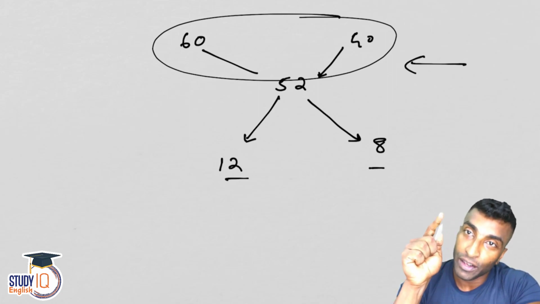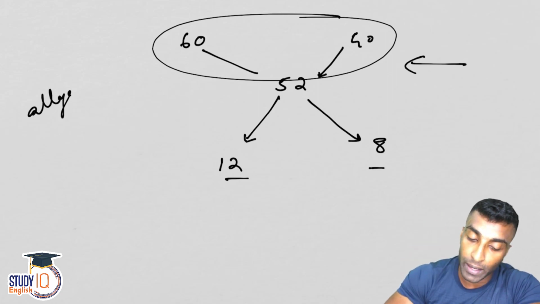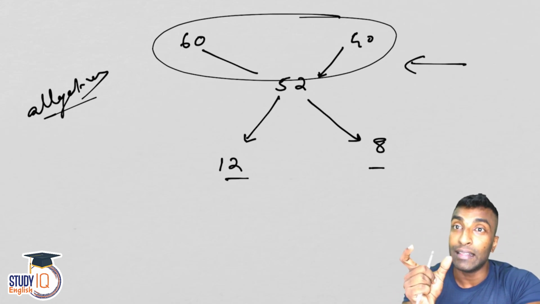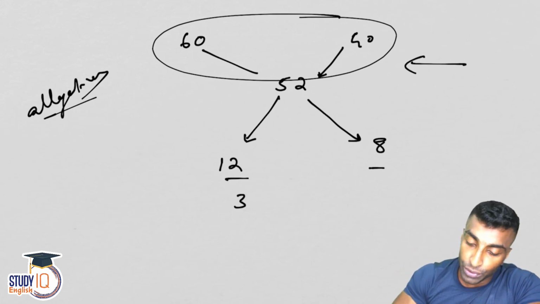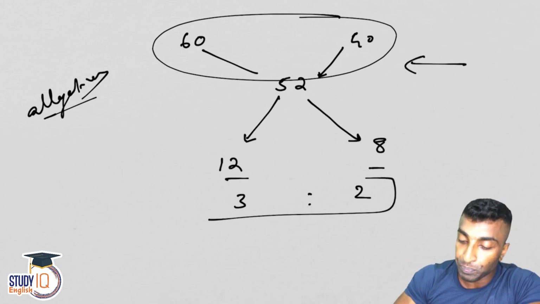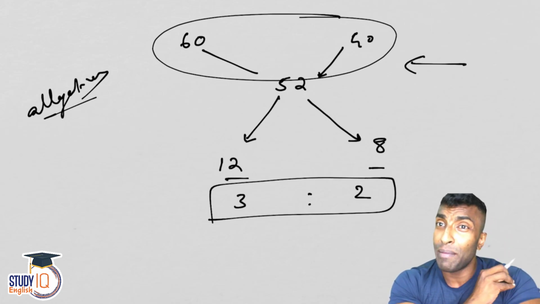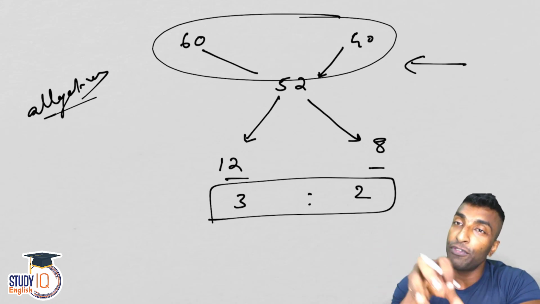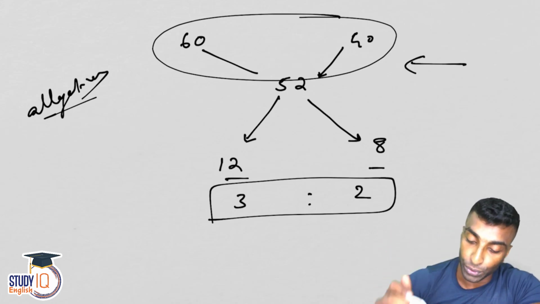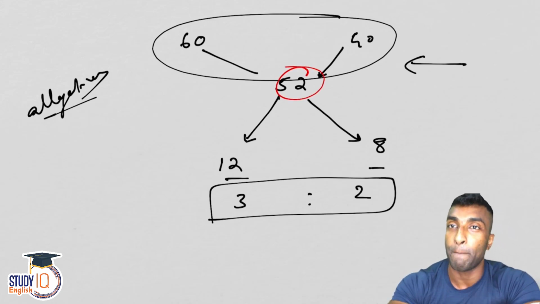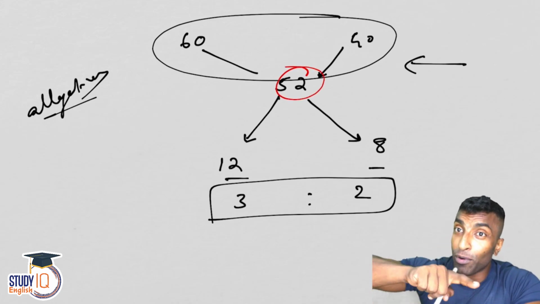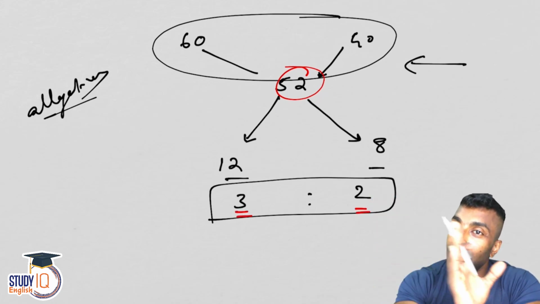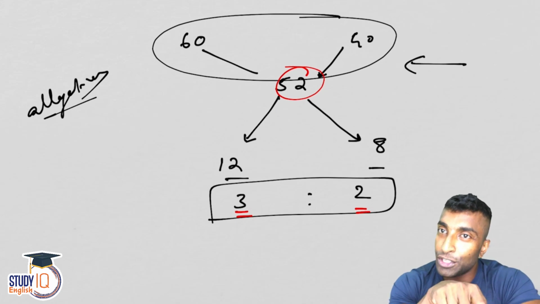So what you get when you do this, which is what you mean by allegation, is the ratio. Here the ratio you can easily see is 3:2. So what I mean is, if the boys and girls are in this ratio 3:2, the weighted average will be 52. So let's say 30 boys and 20 girls is given, that means 3 boys and 2 girls are in the same ratio. 3:2 is the ratio, same as 30 and 20.